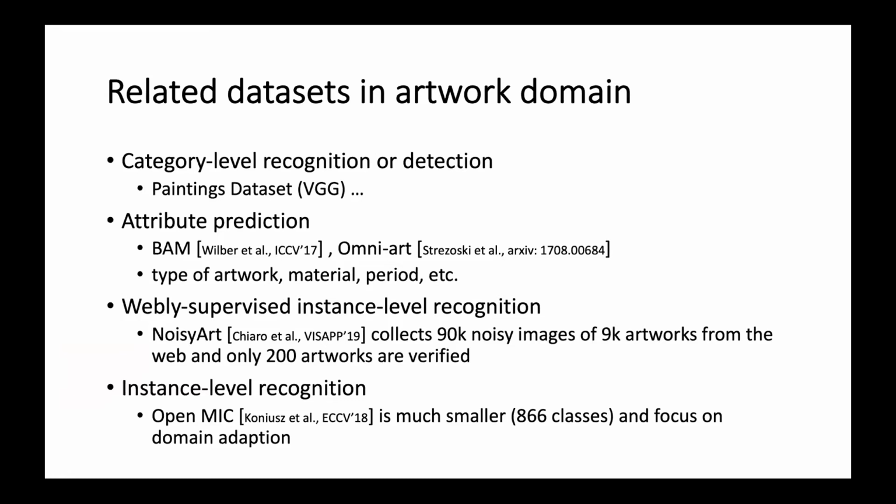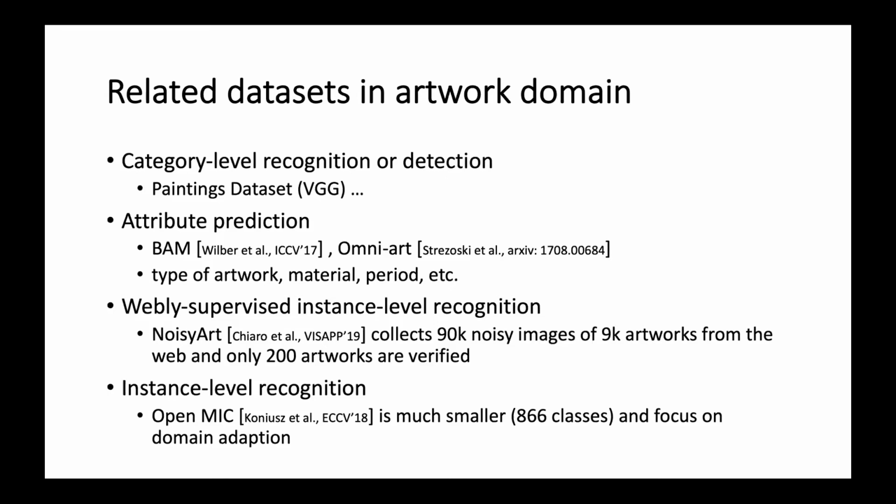The first one is NoisyArt, which focuses on weakly supervised instance level recognition. They collect 90,000 noisy images of 9,000 artworks from the web, and only 200 artworks are manually verified. So this dataset is a noisy dataset. The other one, OpenMET, also deals with instance level classification, but it is much smaller and mainly focused on domain adaptation.